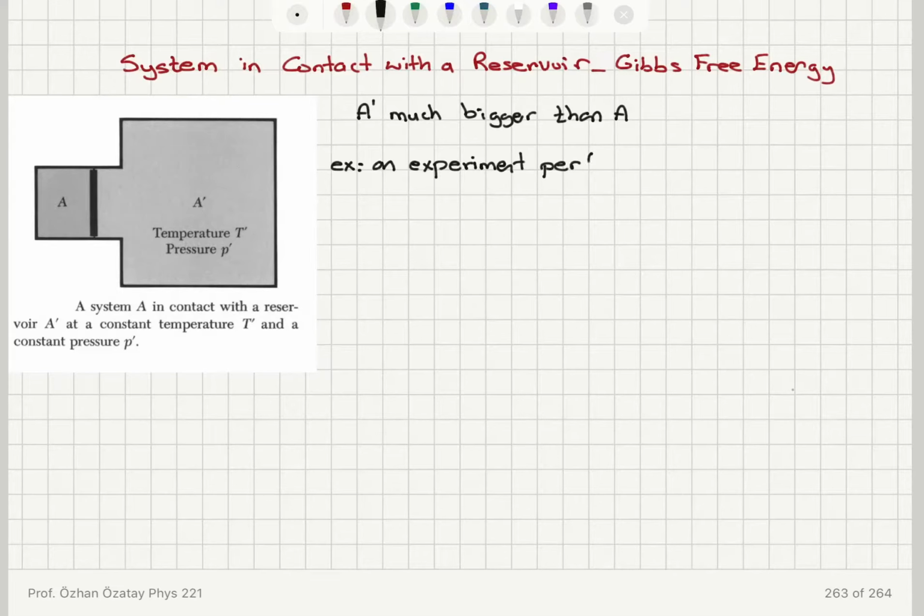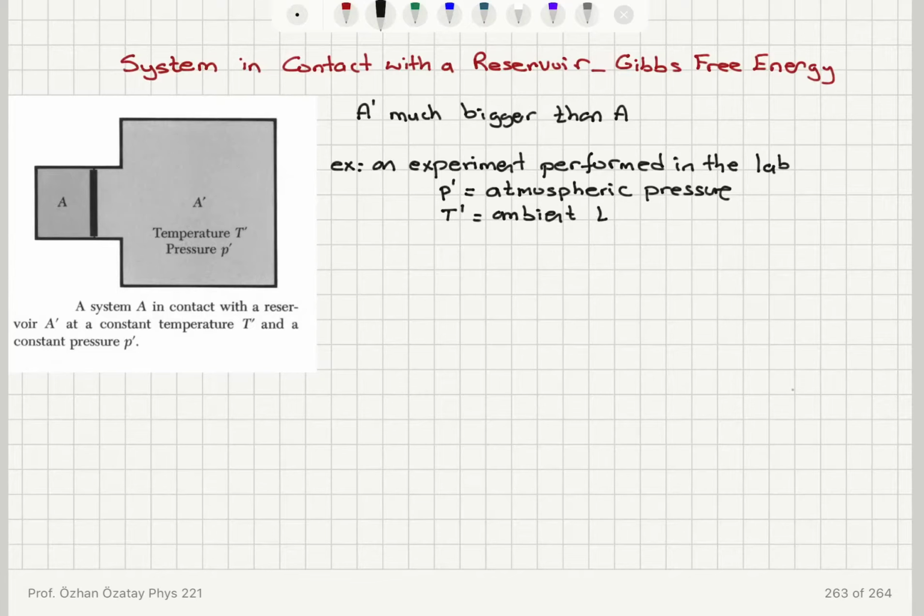The P prime of the reservoir A prime would be the atmospheric pressure, and T prime would be the ambient temperature in the lab. So in this case, P prime is atmospheric pressure and T prime would be ambient temperature. So as you can see, this is the most common situation one would encounter.